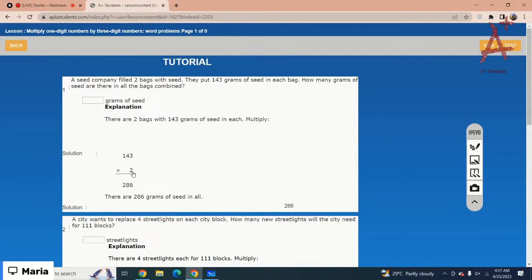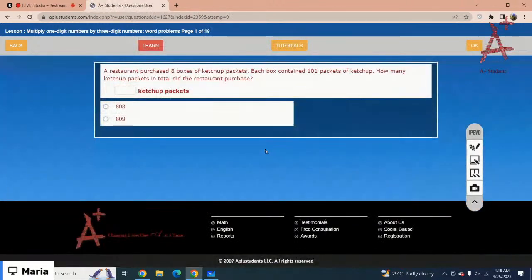So you have to do 143 times 2. Got it? So that would be 286 grams. That means the total is 286 grams of seed in all. So let's start with the test questions. We'll do some more practice questions.